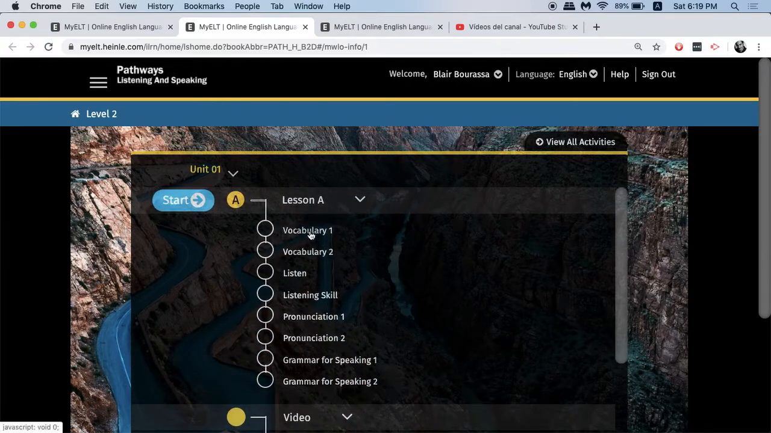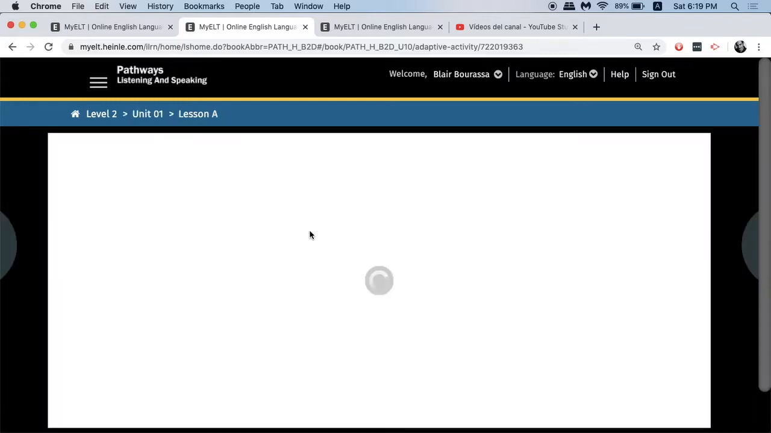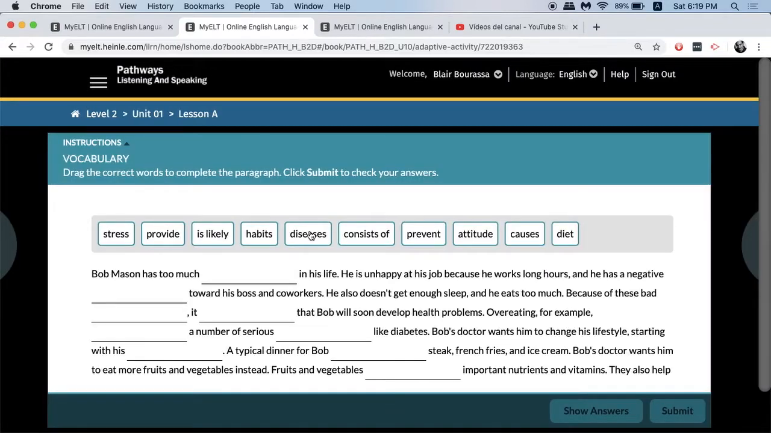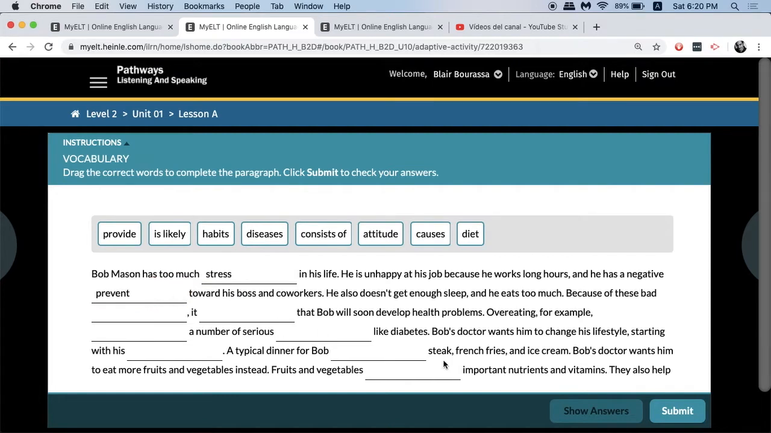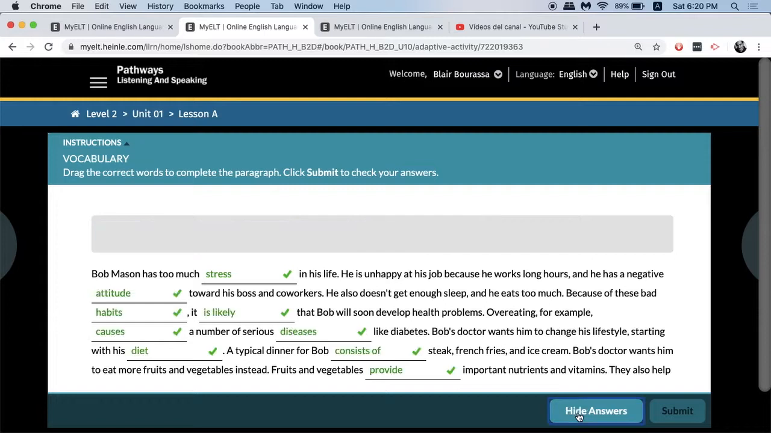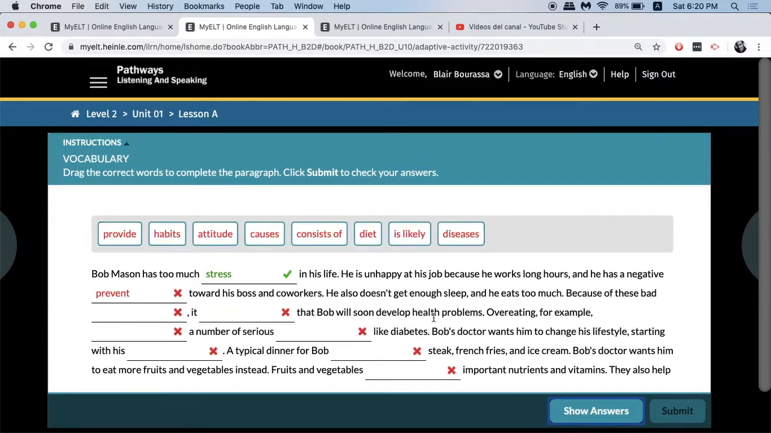And we'll look at the vocabulary. So there are drag and drop fill in the blanks tasks. Bob Mason has too much stress in his life. He is unhappy at his job because he works long hours, and he has a negative attitude towards his boss and coworkers. Okay, so I'll put a wrong answer here. Submit. That one is incorrect. Show the answers. Okay. Hide the answers.